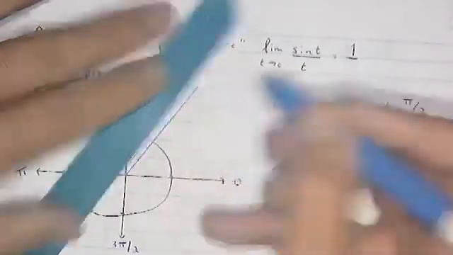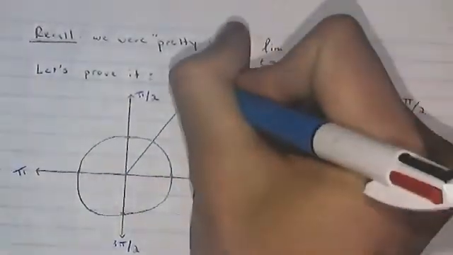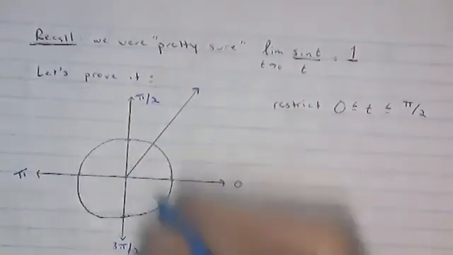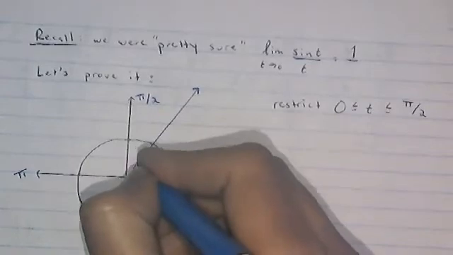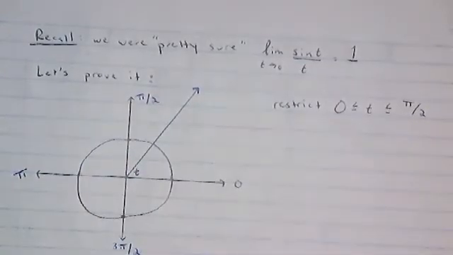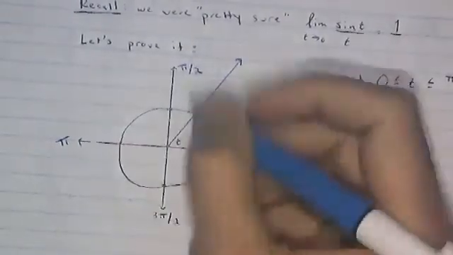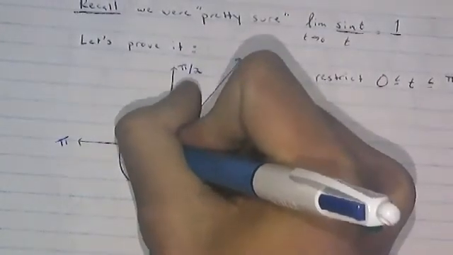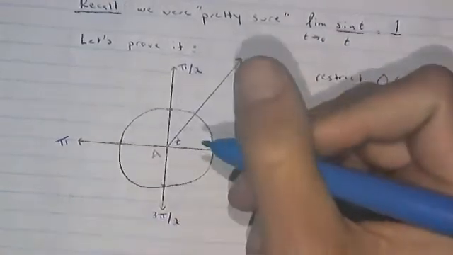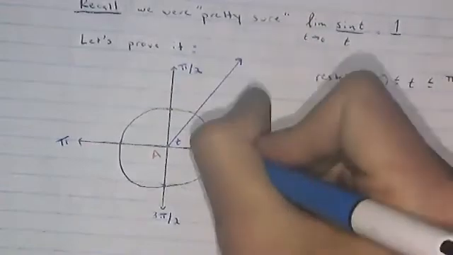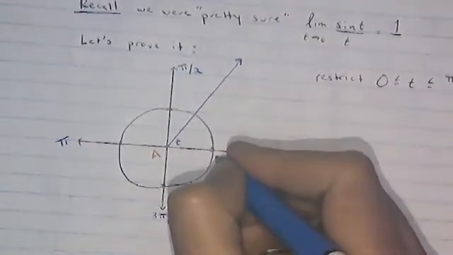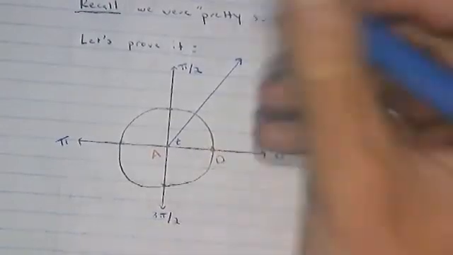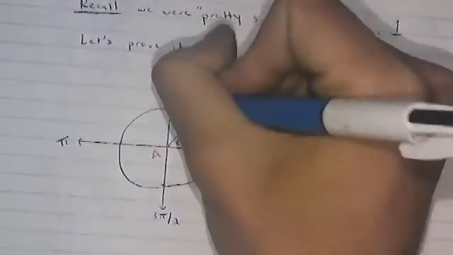I'm going to extend the terminal side out quite a ways. And this is angle t. There are some points of interest that have already emerged here. We're going to call the origin A. We're going to call this point here D. We're going to call the intersection of that terminal side of your angle and the unit circle B.